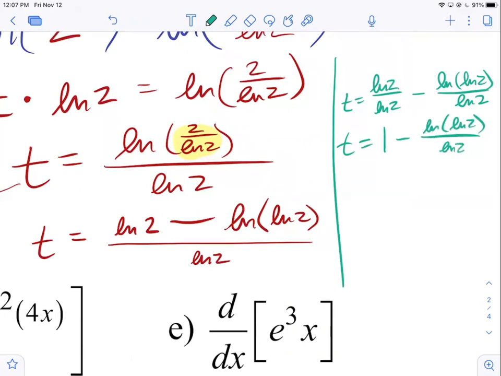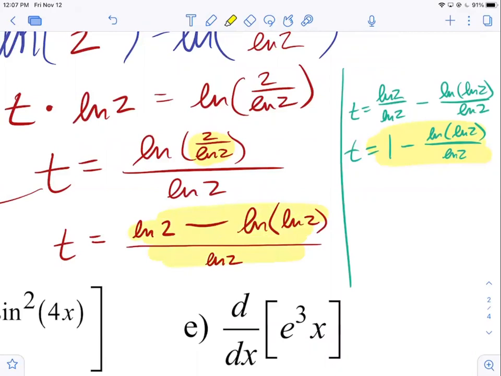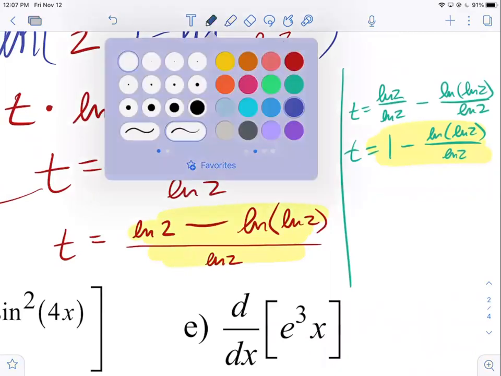And I'm not sure we can simplify that anymore. So what would be a multiple choice answer? Well, this doesn't look half bad, nor does this look half bad. So yeah, I don't know.